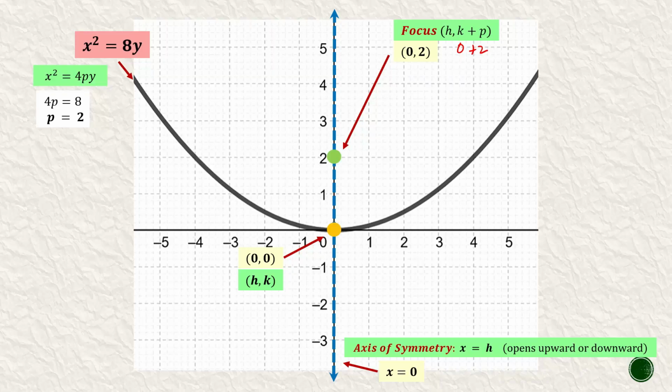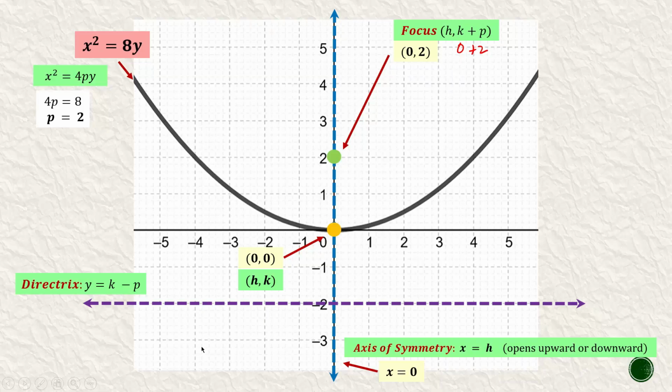And then, of course, on the other side of that, we have the directrix, and that's here down on the downside of the vertex. In order for us to find the equation of the directrix, that's y equals k minus p. So k is equal to 0, and then our p is 2. So that's just 0 minus 2, which is equal to negative 2. So y equals negative 2.